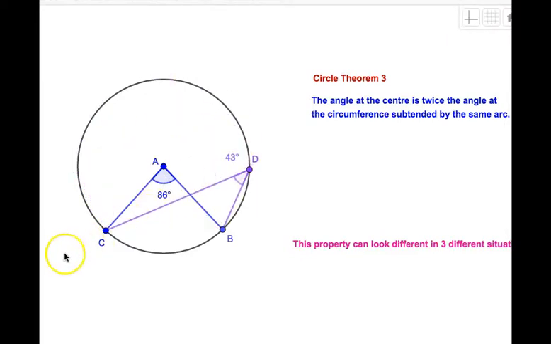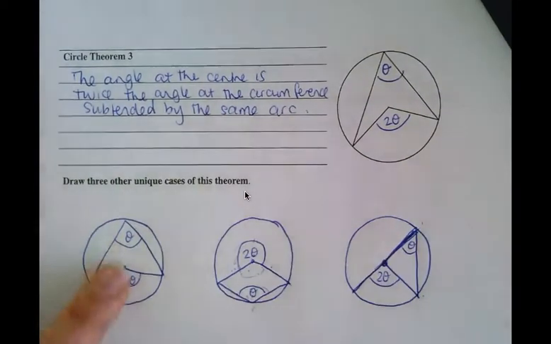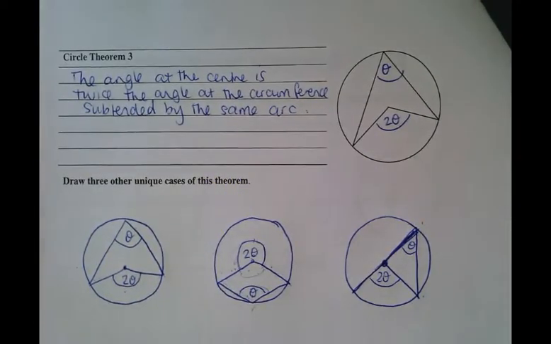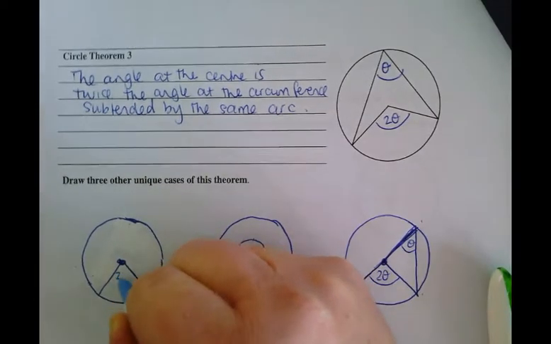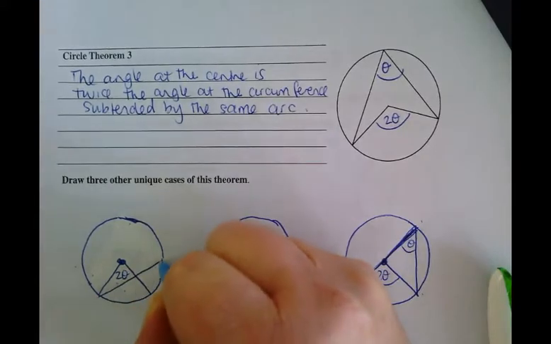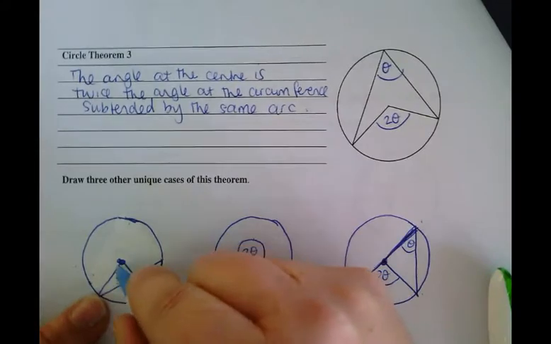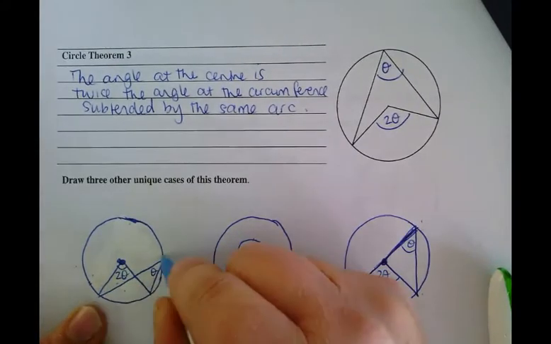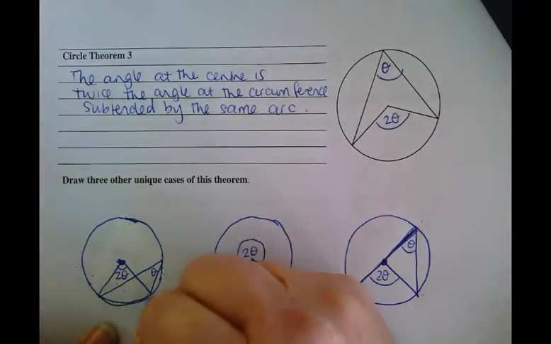So maybe on our sheet, if we go back to our sheet, why don't we just change this first one, because the first one is like that. Do you understand? So let's just fix this one up if you've got no room. That this can appear if this is my center, that that is 2 theta, and say over here is theta. So the angle at the center, that one there, is twice the angle at the circumference, subtended by the same arc. They're both subtended by this arc.